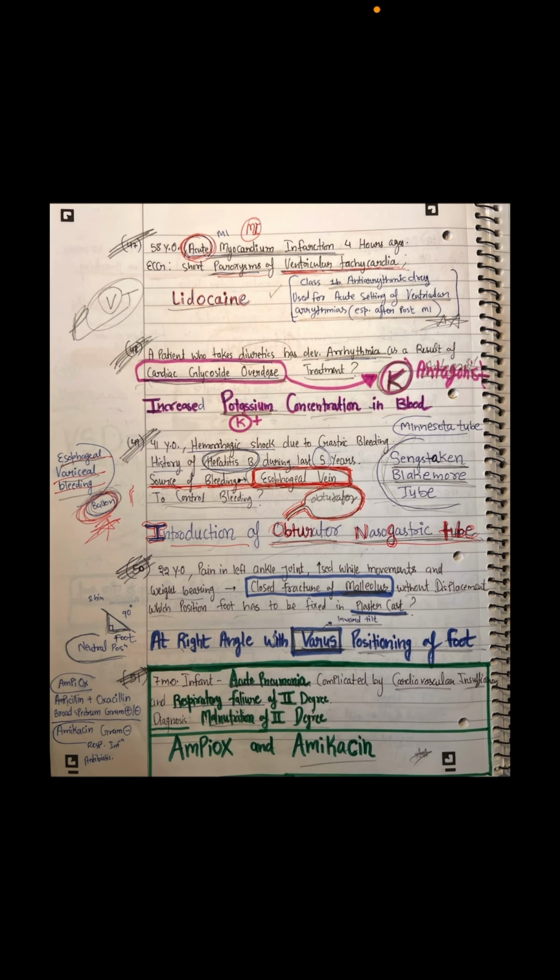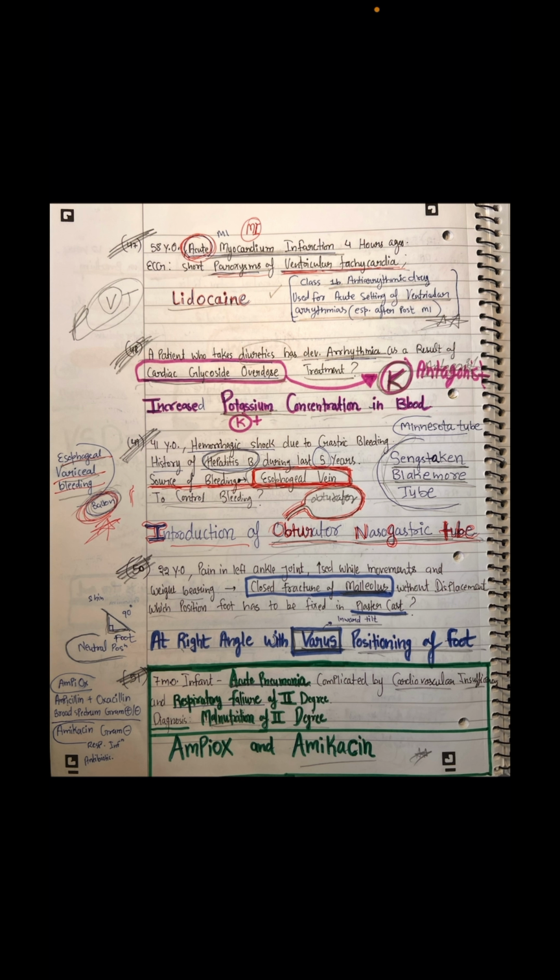Next patient has a history of hepatitis B during the last 5 years, and the source of bleeding is the esophageal vein. He got a hemorrhagic shock due to gastric bleeding. So the source of bleeding is the esophageal vein. To control the bleeding, what are we going to do?